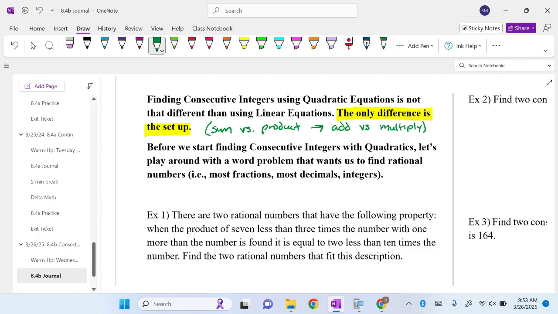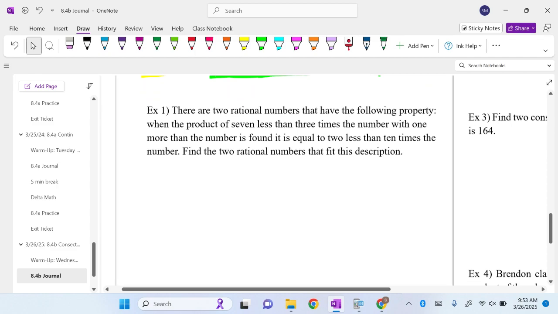Now, before we actually get into solving for those consecutive integers, we're just going to look at how to set it up for just solving for any number. So in other words, a rational number. And by rational number, I mean it can be a fraction, a decimal, or it can be an integer. So this first example is not going to be two consecutive integers just yet. We're just going to play around with the setup and just get some numbers, just to get your brain thinking about the setup. All right. So let's look at example 1.